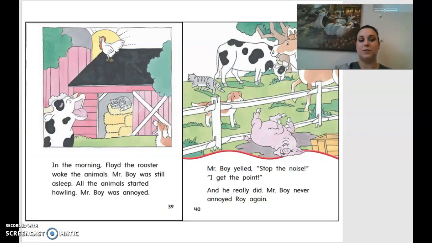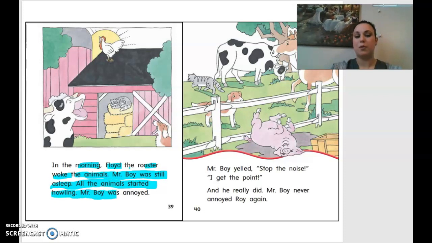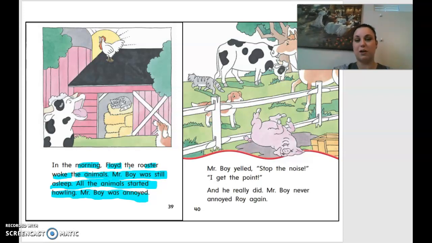All right, last page. Read along with me. In the morning, Floyd the rooster woke the animals. Mr. Boy was still asleep. All the animals started howling. Mr. Boy was annoyed. So their plan was, since Mr. Boy always annoyed them by howling, that they would all howl early in the morning to wake him up.